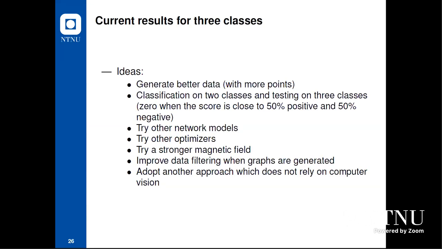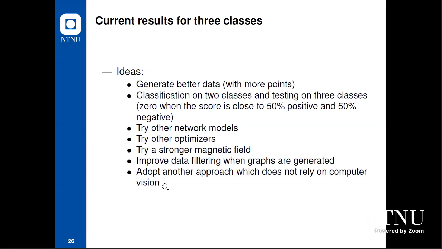Improve the data filtering, the thing that I do to remove the outliers. Maybe that can create some problems. Or maybe I should use the same scale for all the graphs and try to do this automatically, because I don't want to set the scale at the beginning for each graph, because there are 15,000 and I don't want to spend a lot of time deciding the scale by hand. Or another possibility would be to adopt another approach which does not rely on computer vision.